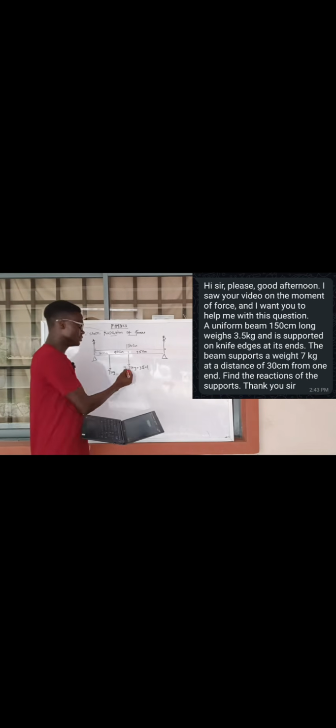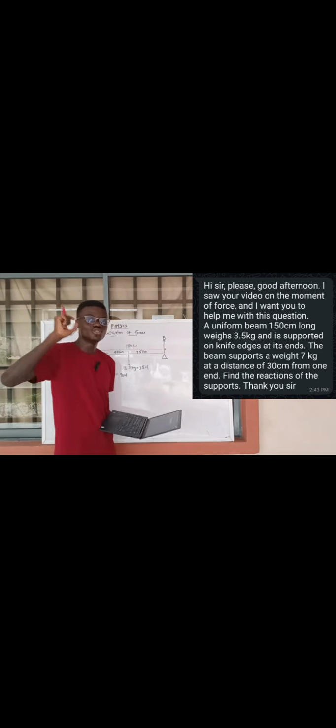3.5 kilogram, and they said it weighs 3.5 kilogram. They did not say that the mass was 3.5 kilogram. They told you it weighs, which means that you must convert the mass that they gave you to weight. And don't forget how we convert mass to weight. Weight is equal to mass multiplied by acceleration due to gravity. Mass is 3.5, g is 10, 3.5 times 10, 35 Newton.